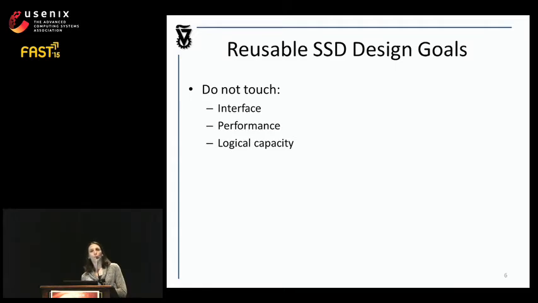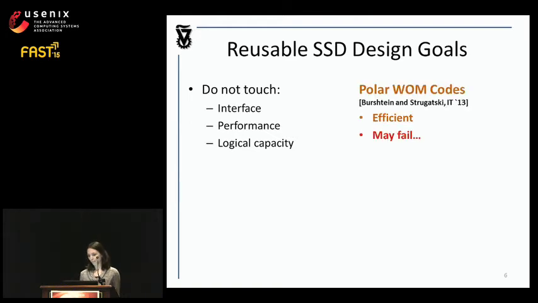There are 3 things that you do not want to touch when you apply WOM codes to Flash. You do not want to change the interface between the SSD and the operating system. You do not want to harm performance in any way, and you do not want to change the logical capacity that's observable by the user. We're able to do that by using a new family of codes. They're called polar WOM codes.